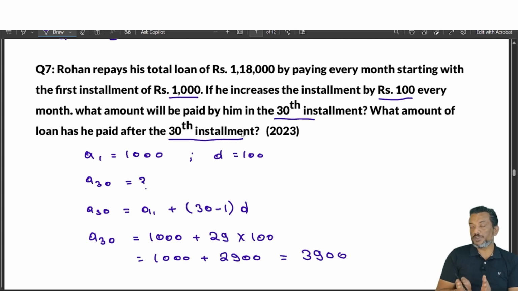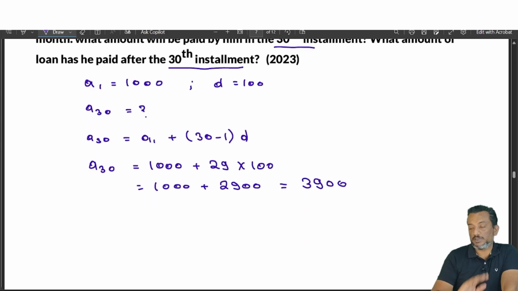अब क्वेश्चन में क्या पूछा है? 30th इंस्टॉलमेंट तक उसने कितना लोन पे कर दिया. तो अब देखो 30th इंस्टॉल, तो यहाँ पे क्या बोल रहा है? सम ऑफ फर्स्ट से लेके 30th टर्म तक का हमारा सम निकालना है. सो अगेन वी कैन से A1 इज इक्वल टू हाउ मच? 1,000, and we can say A30 is equal to 3,900.